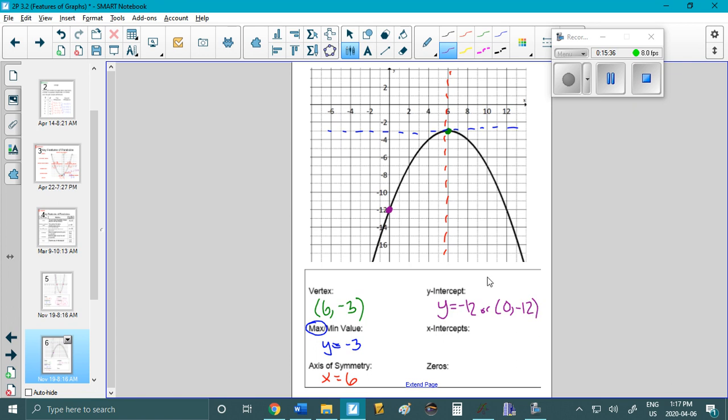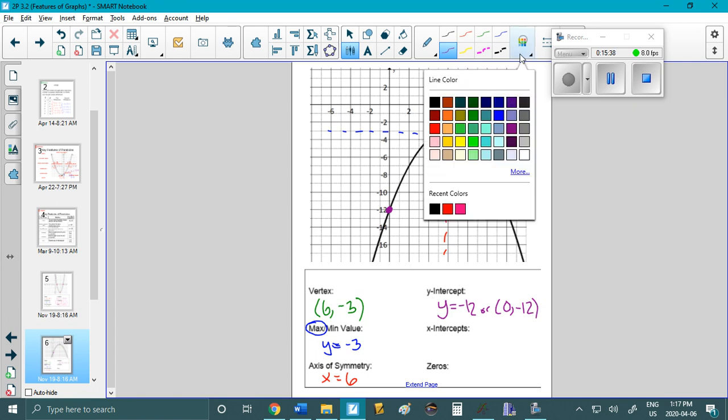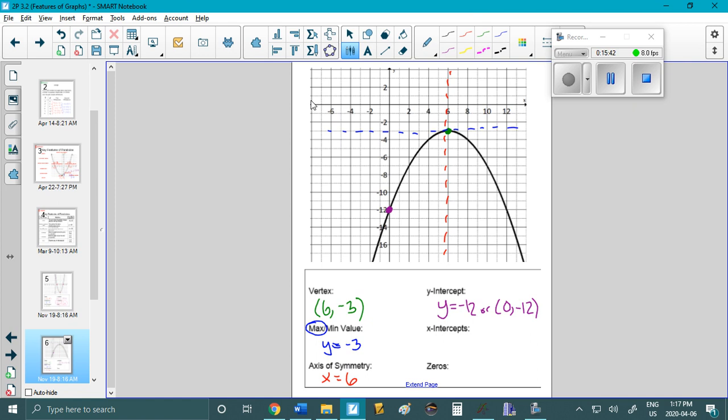Now this next one might have stumped you if you tried it on your own, and that is the zeros. So that's where it crosses the x-axis. But it doesn't. So we say none. No x-intercepts. No zeros. And we're done. Sometimes these parabolas, you'll see this more and more as we move on. Sometimes they never cross the x-axis, but I will tell you they always cross the y-axis. So sometimes you won't have an answer for x-intercepts or zeros. You'll always have an answer for everything else.